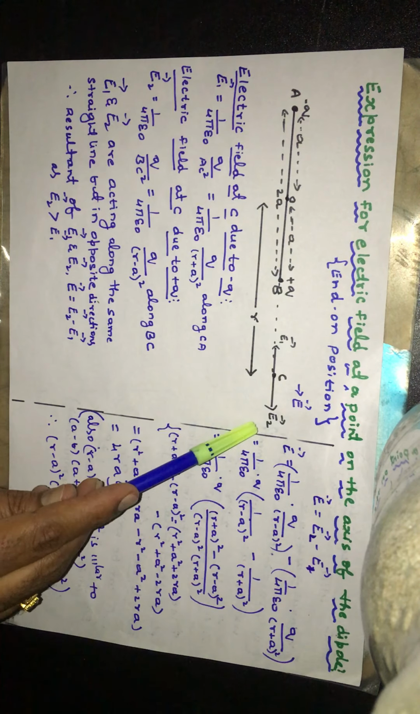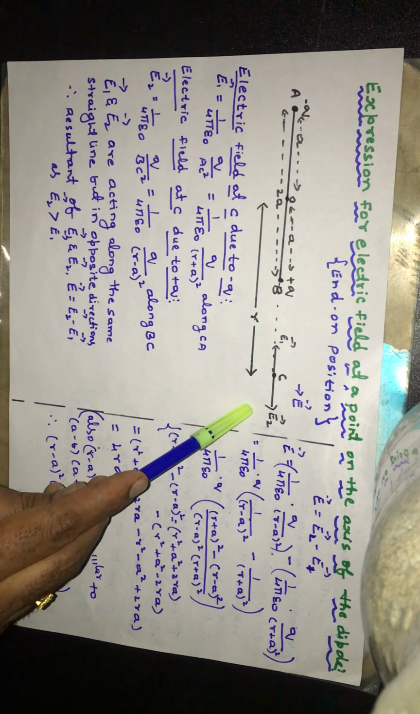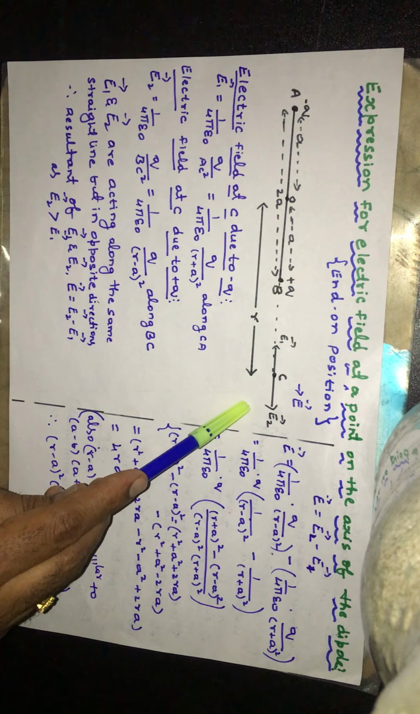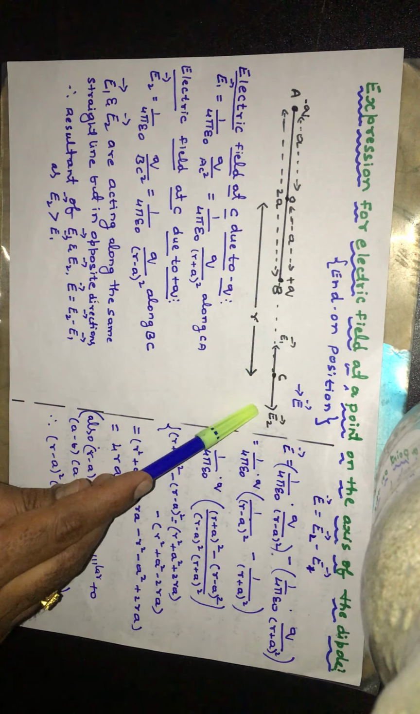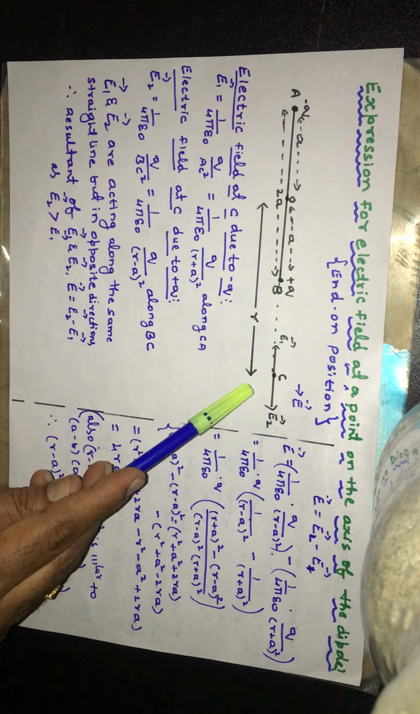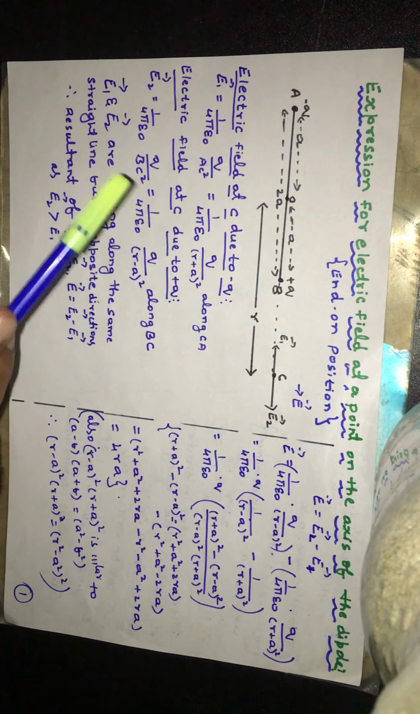See, E1 and E2 are the electric fields at C. They are acting along the same straight line but in opposite directions. So the resultant of E1 and E2 is got by subtracting the two. But is it E1 minus E2 or E2 minus E1? Remember, it is the greater minus the smaller one.